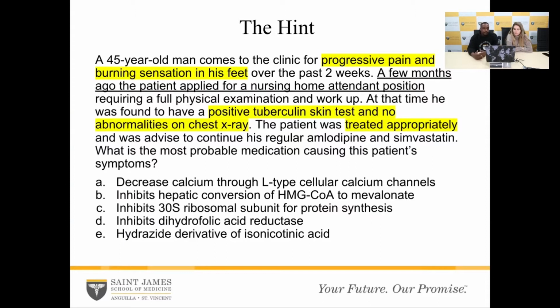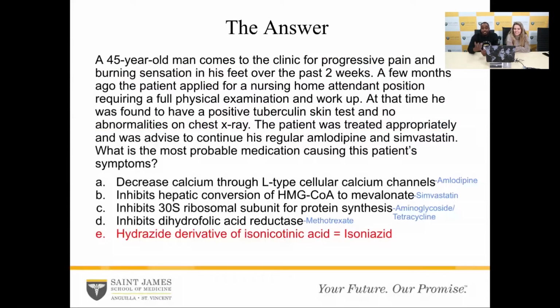So he was treated for this result, and the result in itself indicates the type of treatment he will receive. But then I underlined the part that he applied for a nursing home attendant position, which means there's concern about tuberculosis. He got tested for it, something came out positive, got treated for tuberculosis, but he's also on amlodipine and simvastatin. So one of these is causing all the symptoms. And just to kill the suspense, because I know everyone's waiting with bated breath, the correct answer is E, the last one. The isonicotinic acid, as you can see, is isoniazid.